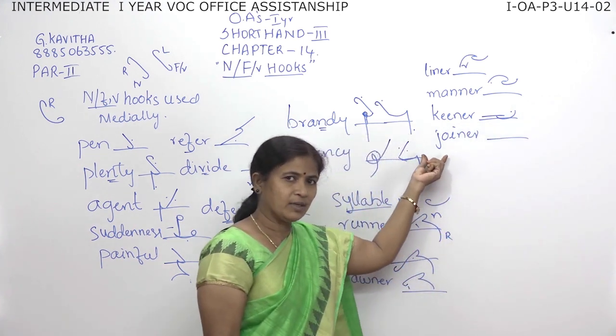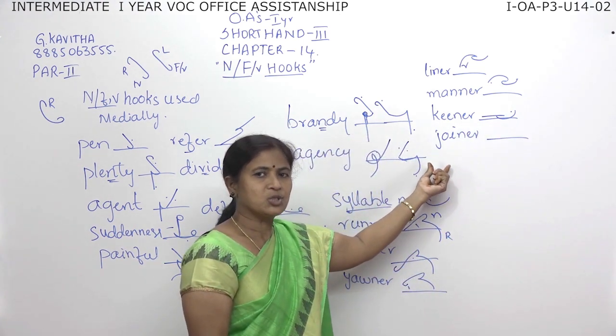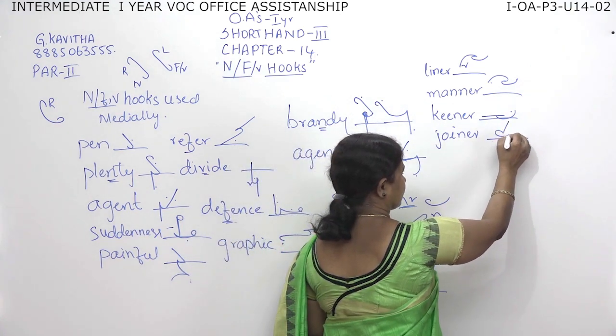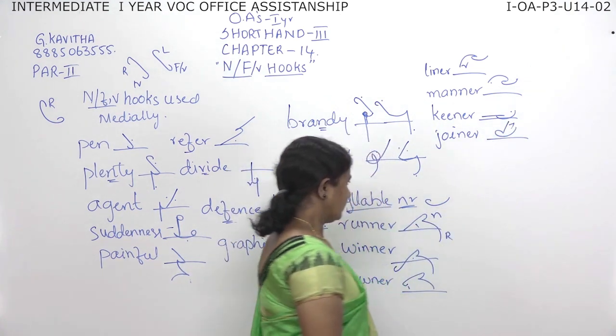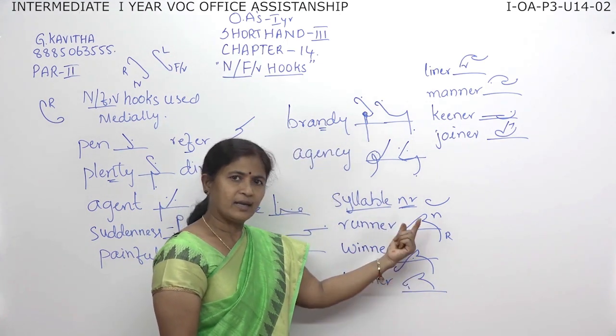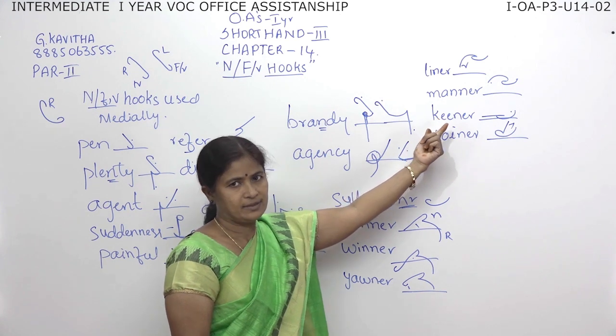Okay, liner, manner, keener, K and ner. Joiner. J is also not an upstroke. Okay, joiner. J and ner. Joiner. Okay, these are the cases where we use hook and downward r, and where we use the hooked form of ner.